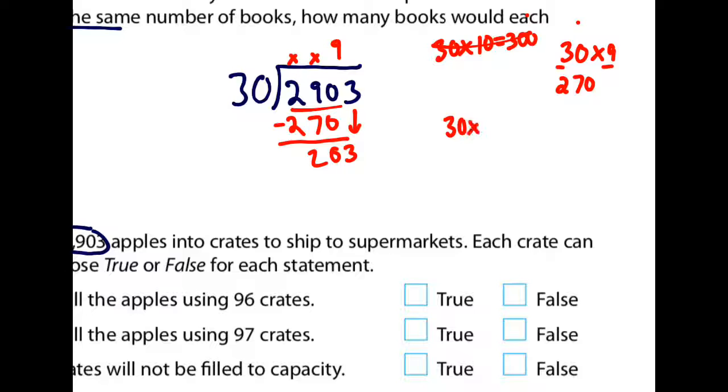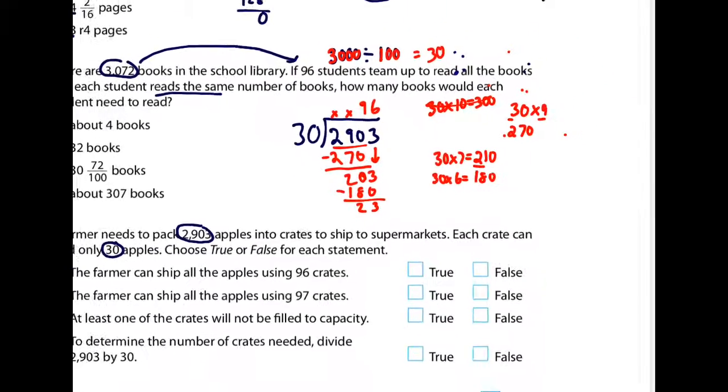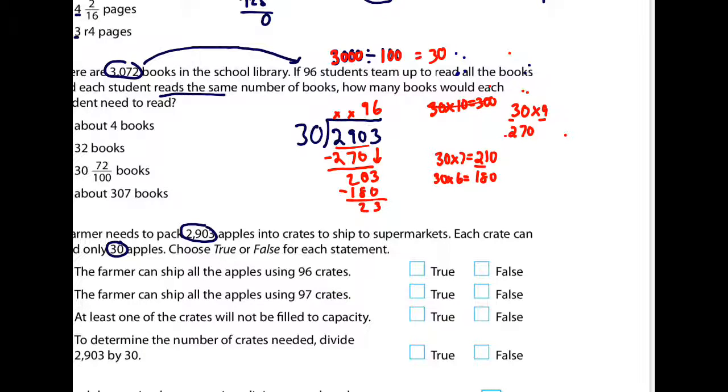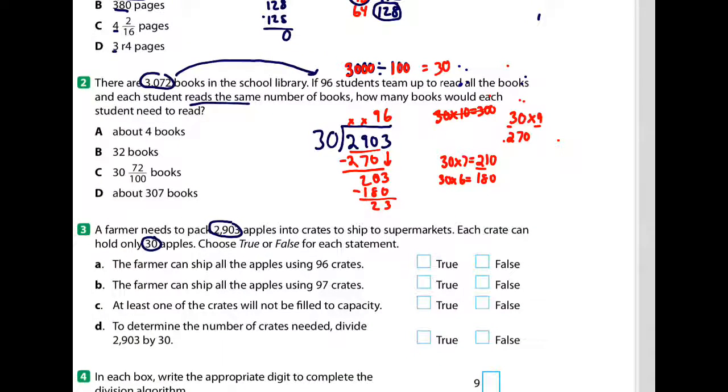Now 30 is going to go in. I know 30 times 7 is 210 because it's 21, add the 0. So 30 times 6, 3 times 6 is 18, add the 0. It's going to be 6, which is 180. Subtract. I get 23. All right. So now let's think about what this means. Each crate can hold only 30 apples. So if they were to ship it with 96 crates, there would be 23 apples left over.